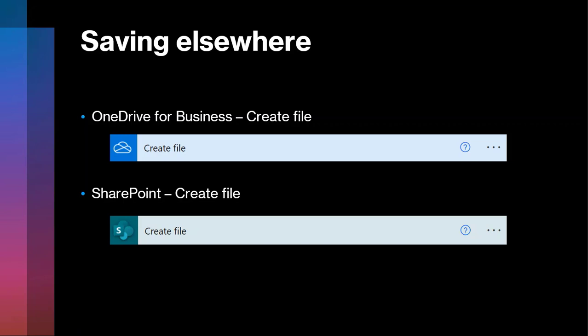So in other words, let's say it's a personal form and it's for a particular project I'm working on, I might already have a folder in my OneDrive where I want to save all those files. So I can use the create file action in OneDrive for Business to save them there. Also, if I want the files to be saved in SharePoint as opposed to OneDrive, there's a corresponding create file action in SharePoint, which lets you save to any SharePoint site and library where you have access to save files or create files.